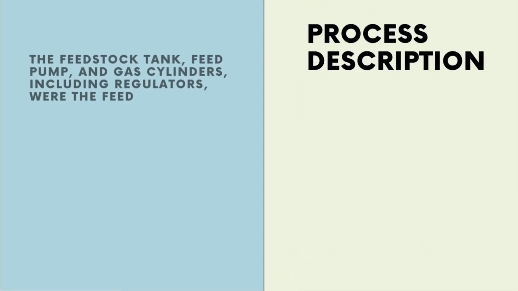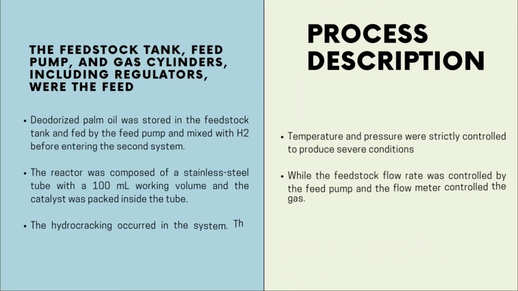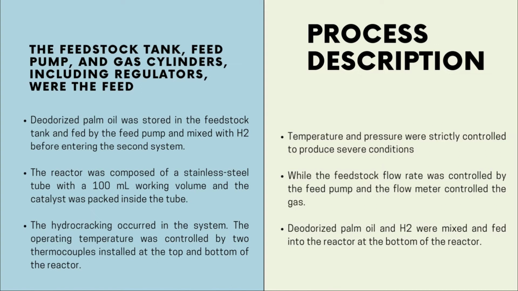Feedstock, feed pump, and a gas cylinder including regulator were the feed system accessories. The derived pump oil was stored in the feedstock tank and fed by the feed pump and mixed with H2 before entering the second system. The reactor was composed of a stainless steel tube with 100 ml working volume and catalyst was packed inside the tube. The hydrocracking occurred in the system.